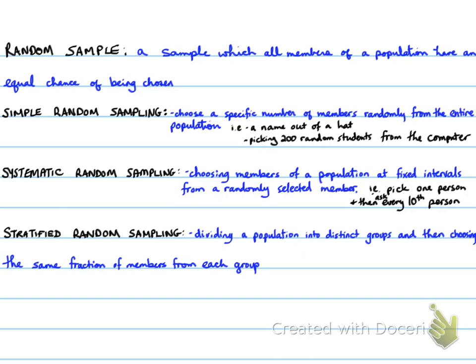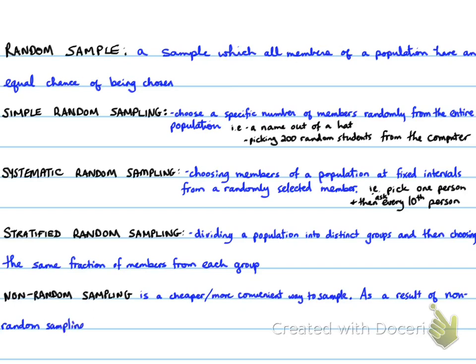All right, now another one is non-random sample. Now this one is a problem. Non-random sampling is a cheaper, more convenient way to sample. As a result of non-random sampling, a bias will occur.